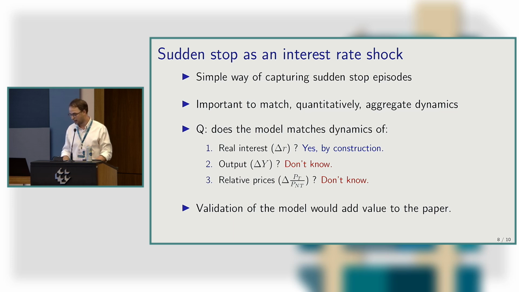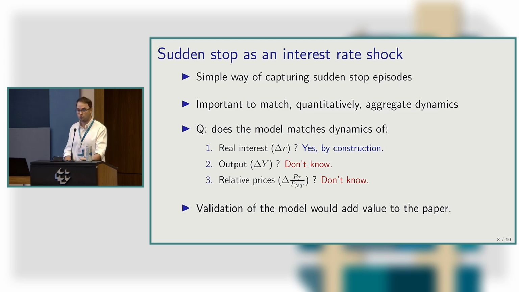And especially, I pointed to three variables which are very important in the consumption response, which are real interest rates, which the model matches by construction. That's the exogenous shock used in the paper.